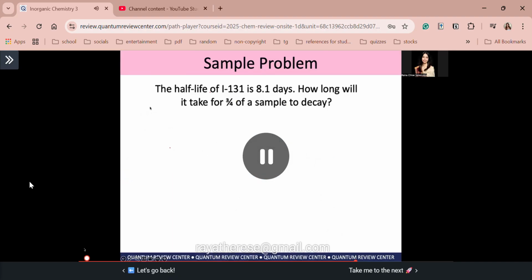Now let's proceed. Okay, time to answer the sample problem. Pause first, guys, and try to answer on your own. Okay, let's answer. So here we are given the half-life of iodine-131, which is equal to 8.1 days. Also given is how long it will take for 3/4 of a sample to decay. So we're finding the time it takes for 3/4 of a sample to decay.